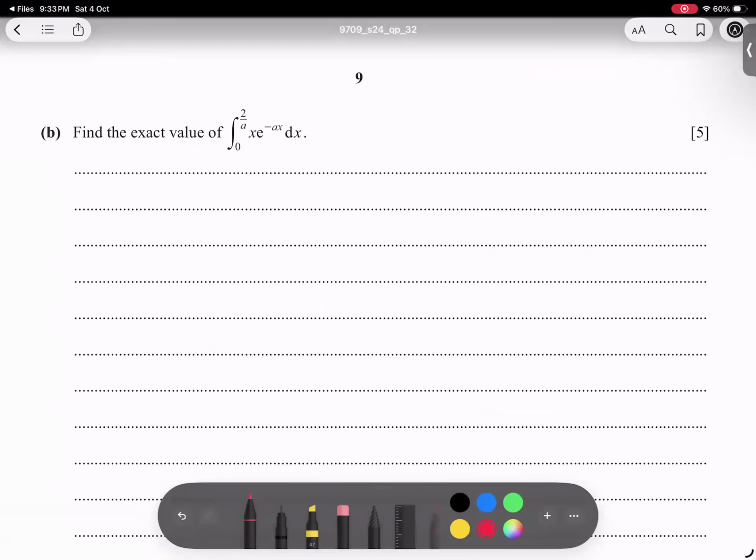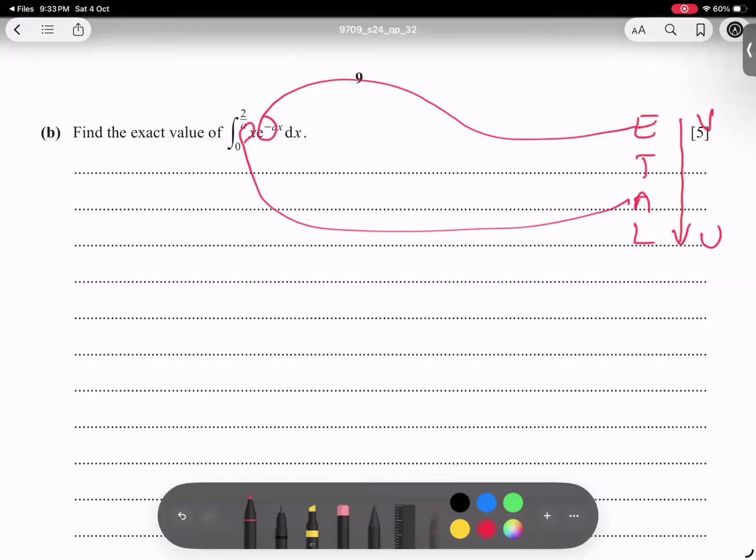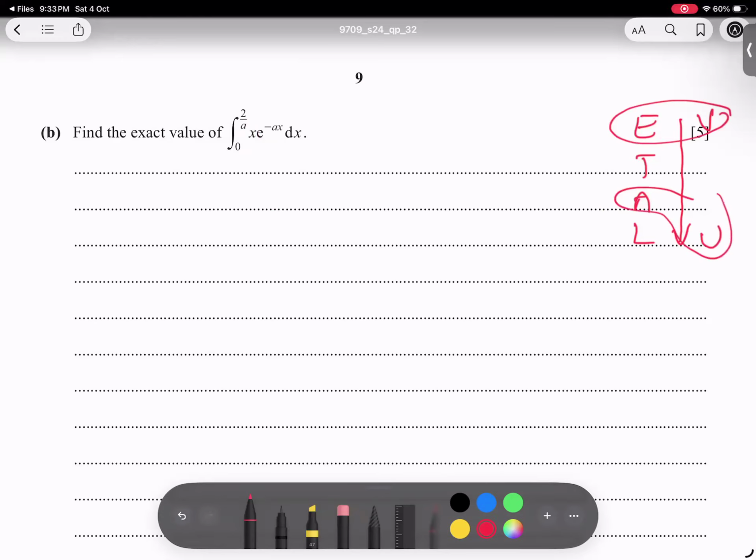Here two functions are multiplied, and we always use the property LATE. L for logarithm, A for algebra, T for trigonometry, E for exponential. From top to down, top is V, down is U. So when E, exponential, and A, algebra, come, what is the pattern? Exponential is V, algebra is U. So I'm writing here U and V.